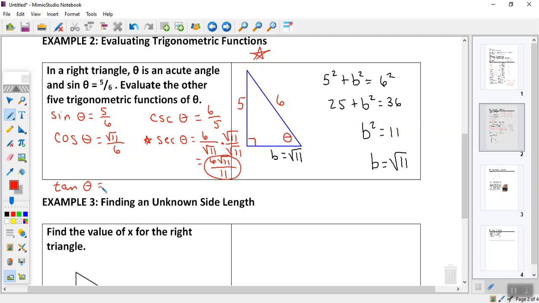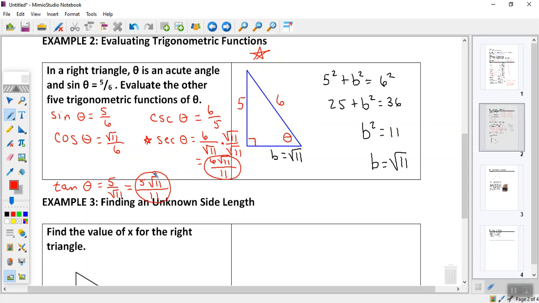5 over root 11, but there's that idea again, where I've got a square root in the denominator. Do I want that? So what am I going to multiply both the top and the bottom by again? So this will equal 5 root 11 over what, kids? Agreed? Yeah. Okay, now, guys, don't lose sight of what you had right here.